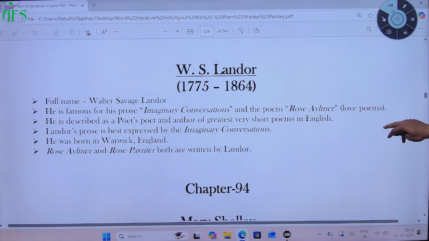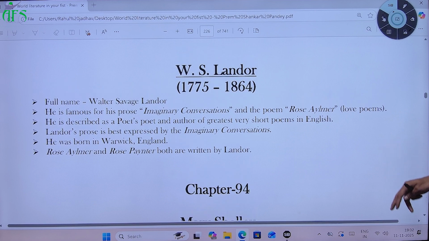Moving ahead, we have W.S. Landor. His full name is Walter Savage Landor. He is famous for his prose work Imaginary Conversations and the poem Rose Aylmer. It is a composition of love poems. He is described as a poet's poet.